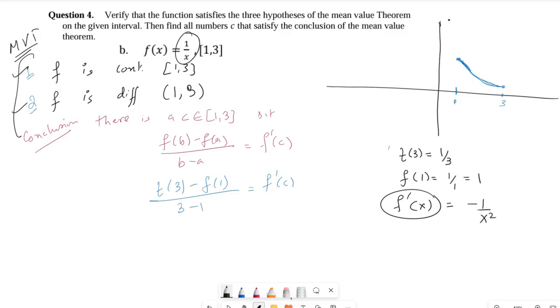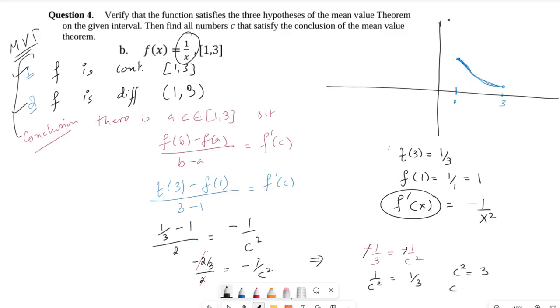So let's write all that down here. f of 3 is 1/3, minus 1, divided by 2, is equal to f prime of c, negative 1 by c squared. 1/3 minus 1 is negative 2/3, divided by 2, equal to negative 1 by c squared. The 2 can cancel here, so we have negative 1/3 equal to negative 1 by c squared. The negative can also cancel, so we have 1 by c squared equal to 1 by 3. c squared equals 3. c would be equal to plus or minus root 3.